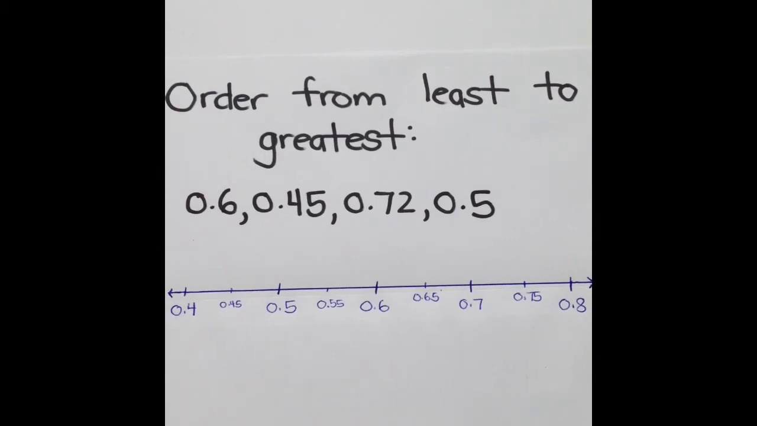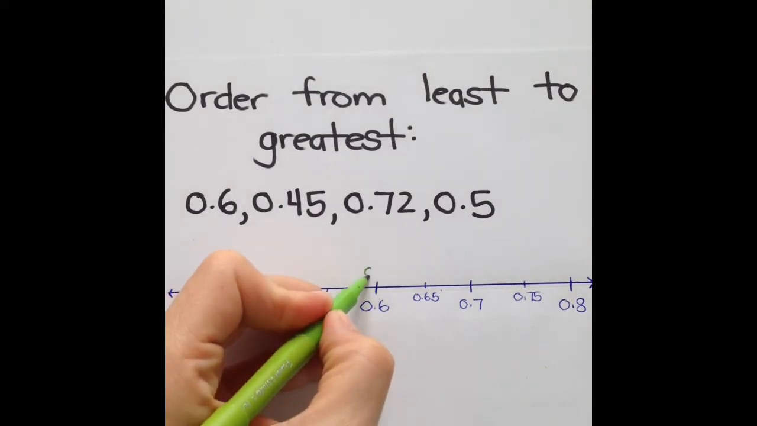One strategy we have for ordering decimals from least to greatest is to put them on a number line. So I'll put each of these 4 decimal numbers on this number line, and then that will help me to order them from least to greatest. First one is 6/10, and that's listed on the number line.